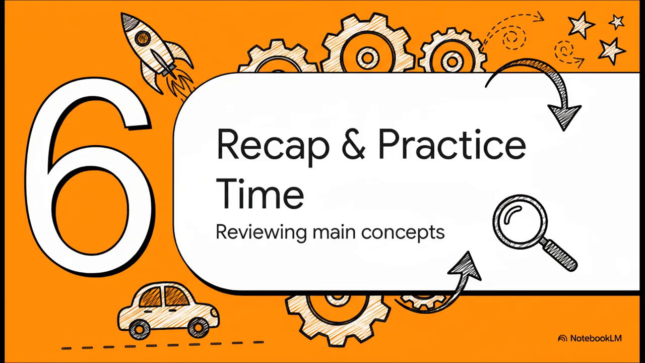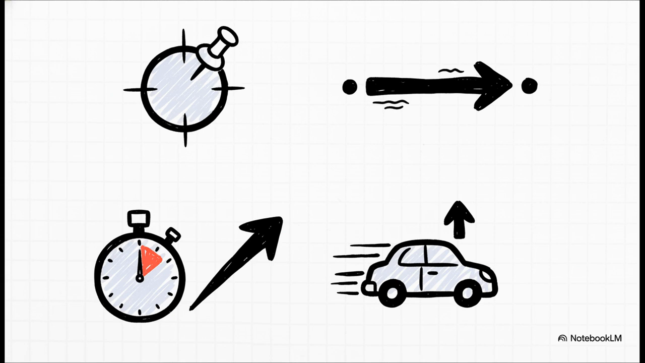Okay, part 6, recap and practice time. We really covered a lot of ground today. Grab your notebook and jot these down. Number 1, motion always needs a fixed reference point. Number 2, displacement is your net change in position, totally different from total distance. Number 3, velocity is displacement over time, which means it definitely needs a direction. And number 4, acceleration is any change at all in that velocity.